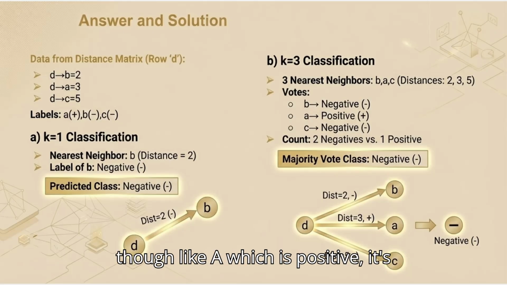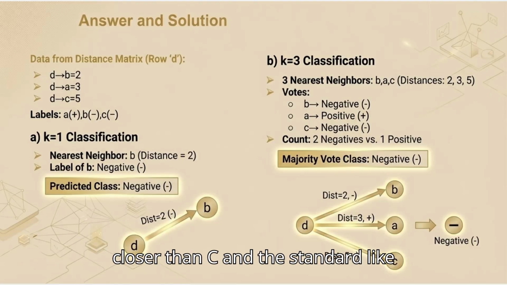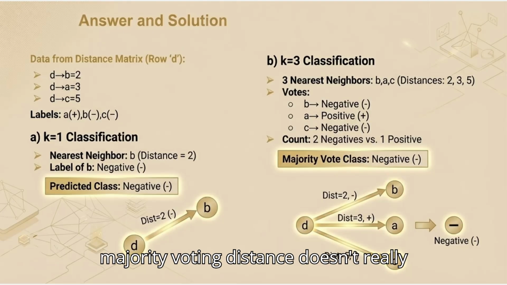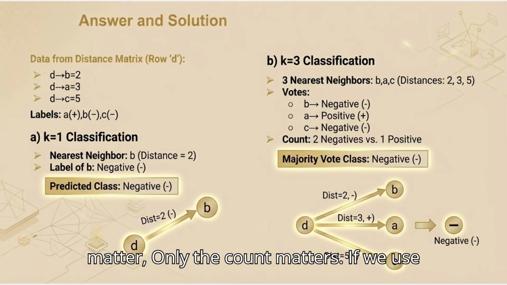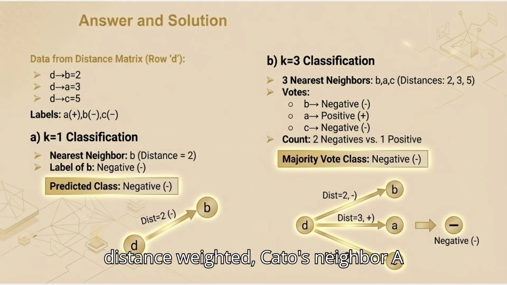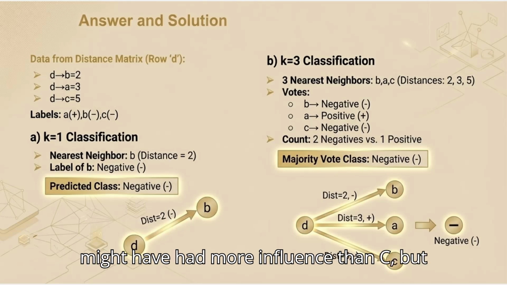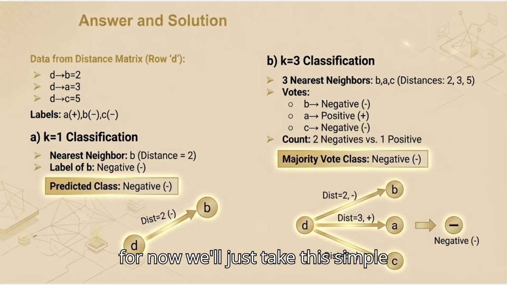So even though A, which is positive, is closer than C, in standard majority voting, distance doesn't really matter. Only the count matters. If we use distance-weighted K nearest neighbor, A might have had more influence than C, but for now we just stick to simple voting.